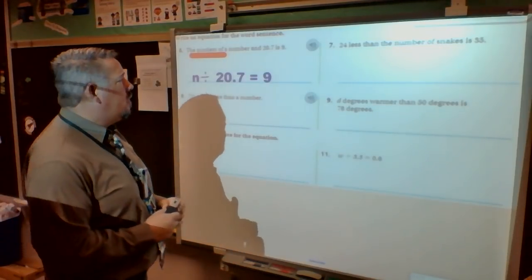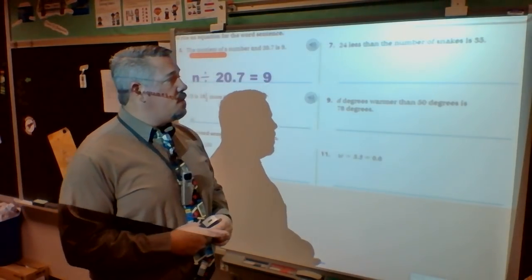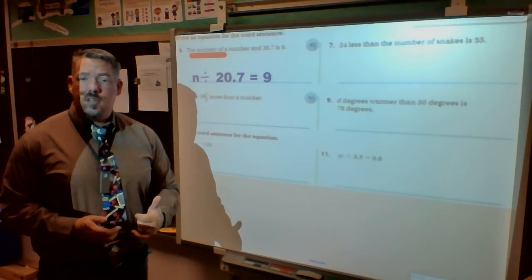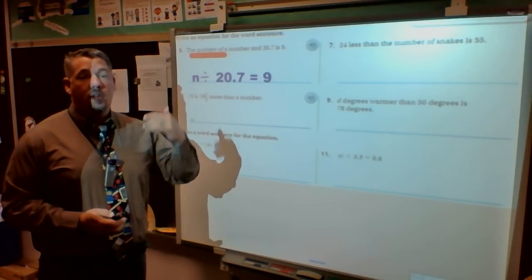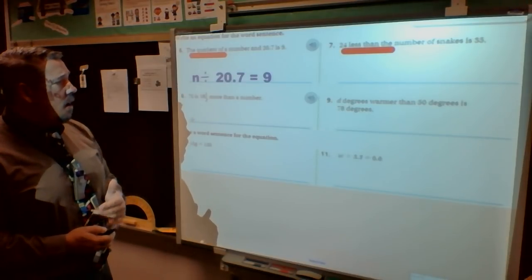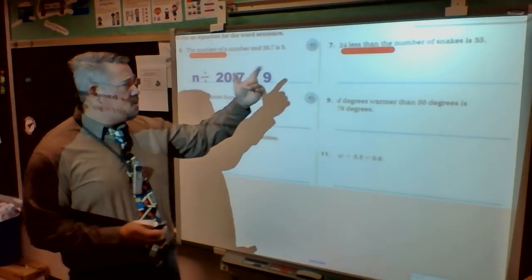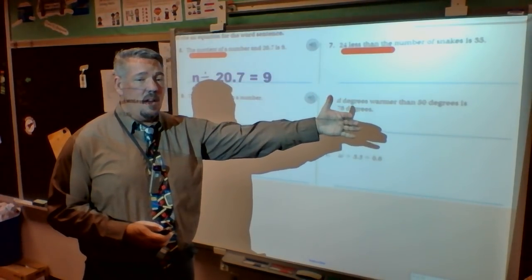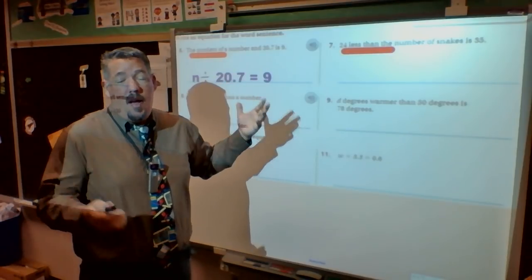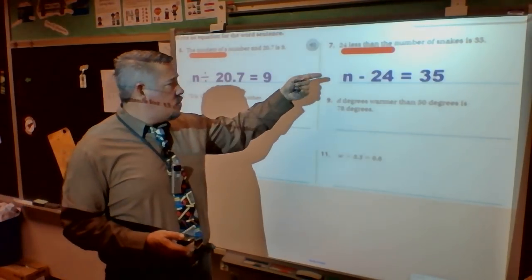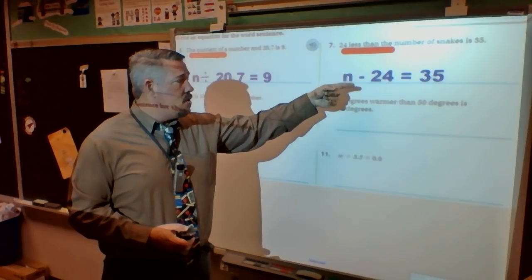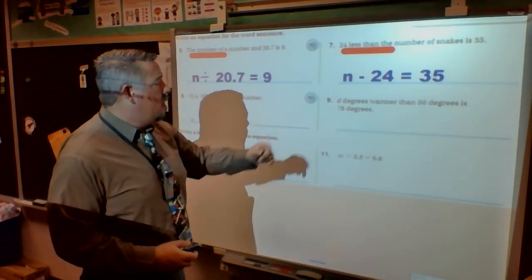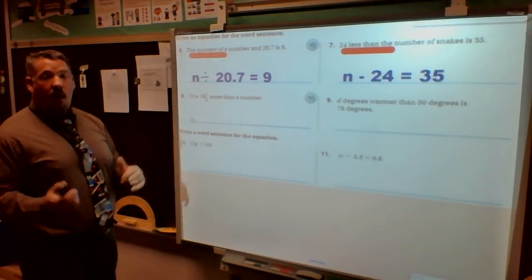Equation. I said expression. 24 less than the number of snakes is 35. 24 less than. So what is that mathematically? Hopefully you thought subtraction. It is subtraction, and I have to know what order it goes in. It says 24 less than a number. So I know that has to go second, because I'm going to take it away from whatever number I have, and I don't know what number I have. So I have n minus the 24, and then that is equal to the 35 that they tell me. That's my algebraic equation, and I'm good to go.